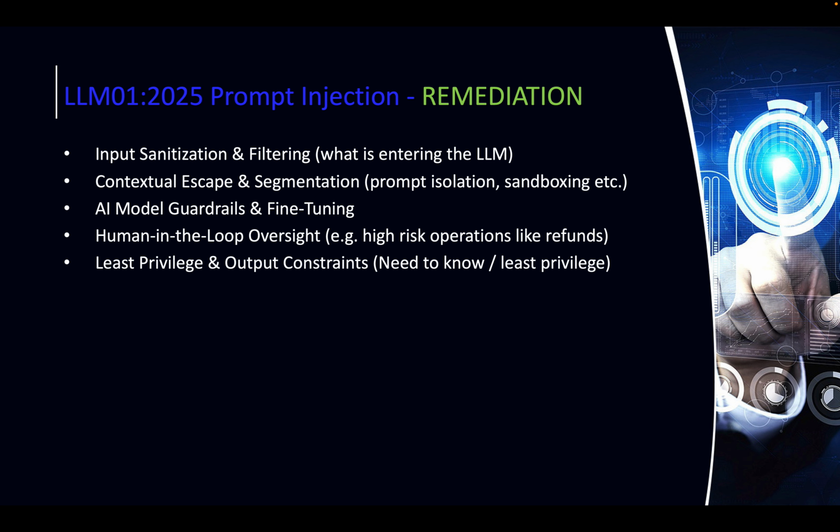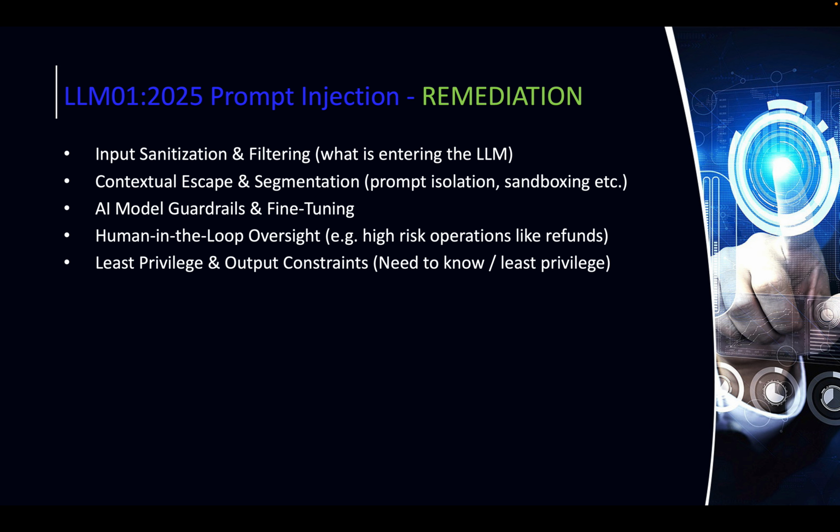Human in the loop oversight. So very important that if you have the LLM doing critical functionality, have some human oversight. Like for example, don't let the LLM do refunds on its own, or cancel flight tickets on its own and things like this. So anything which is like high financial impact or high business impact, there should be a human in the loop and some oversight.